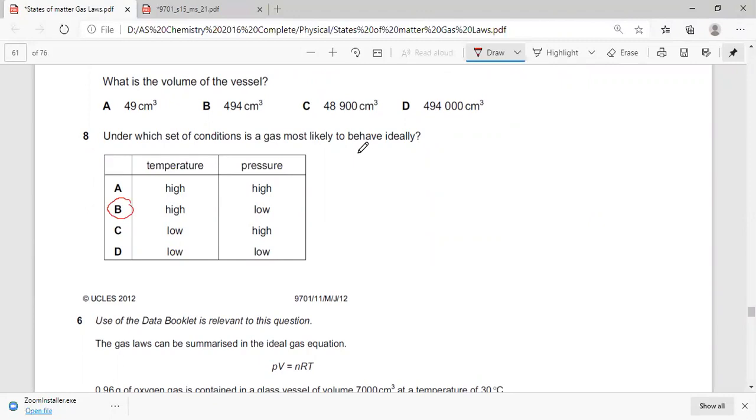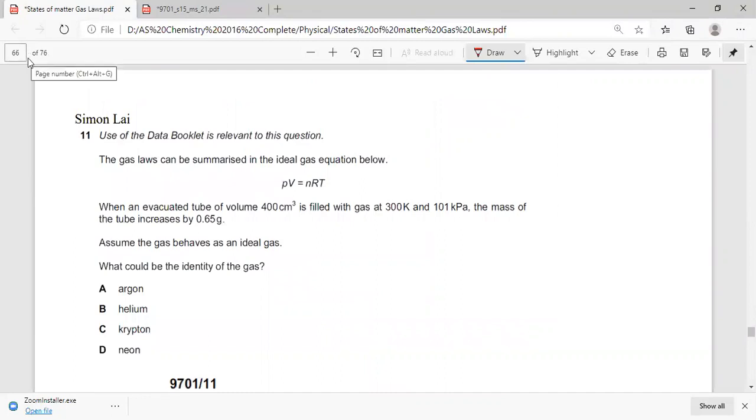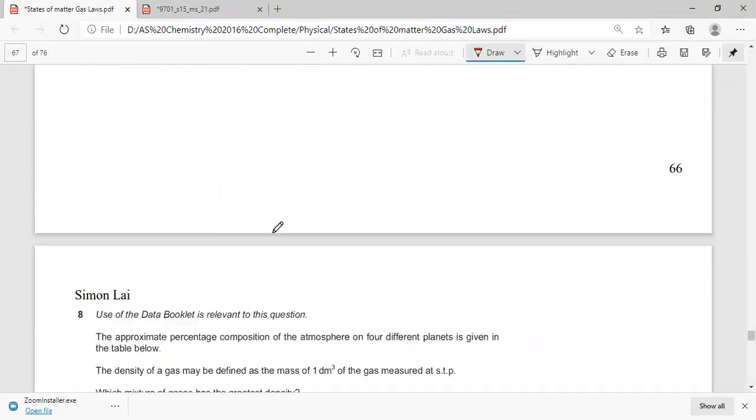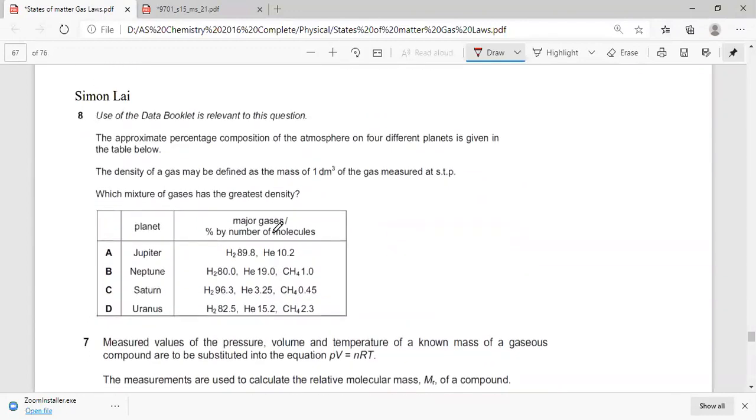Time is coming up. Now this one here is quite interesting, on page 66. This one makes use of the idea of the volume of gas with the same number of particles. The approximate percentage composition of the atmospheres of four planets is given in the table below. Density of the gas may be defined as the mass of 1 dm³. Of course, density is mass over volume. It's quite simple.